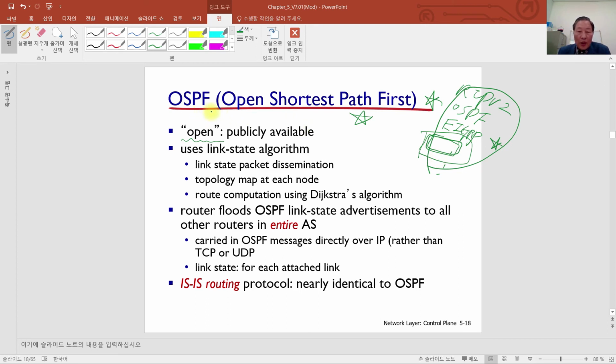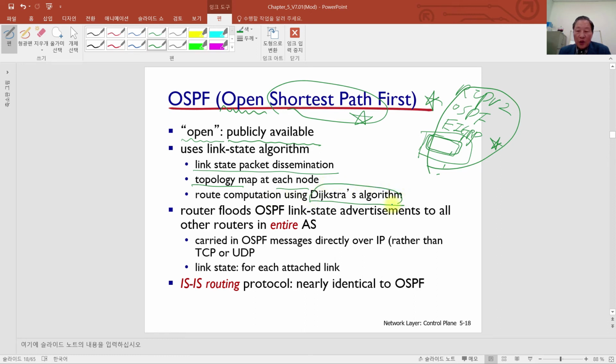This one is Shortest Path First. Open means a worldwide standard, publicly available. This one is using the link state algorithm. We learned about that classification in the previous slides. And link state packet dissemination, distribution, topology map at each node, and this one is using Dijkstra's algorithm.